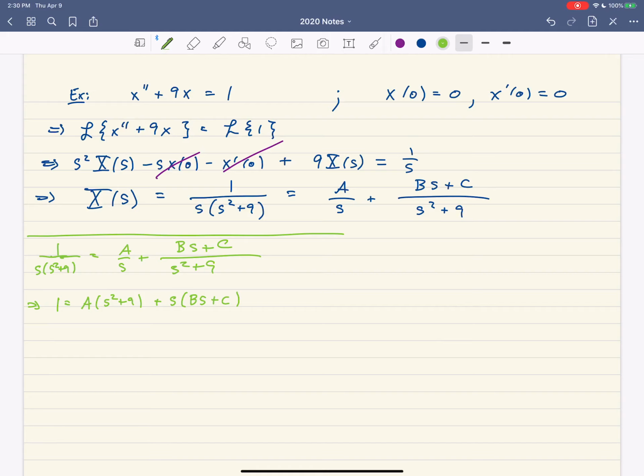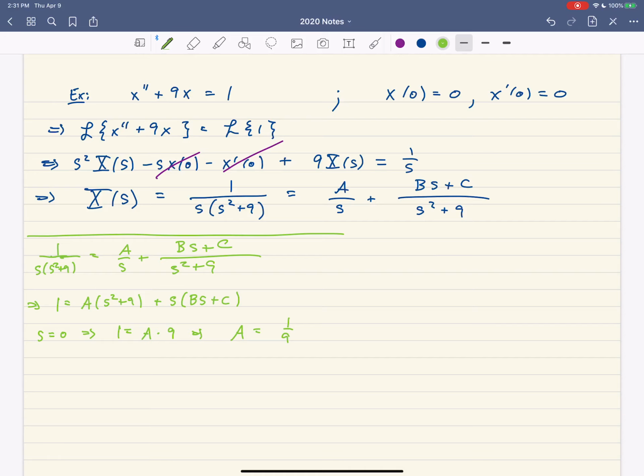There are a few different ways to do this. One way is that you can plug in values. For example, if s is equal to 0, we end up with 1 equals A times 9. So A is equal to 1/9.